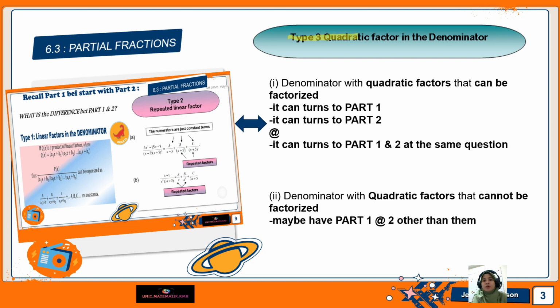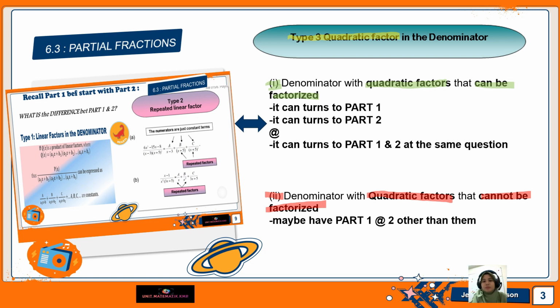Now let's look at our type 3. Type 3 is the quadratic factor in the denominator. Quadratic factors come in two parts. The first one is that it can be factorized. The second one is quadratic factors that cannot be factorized. So we will have two different steps there.